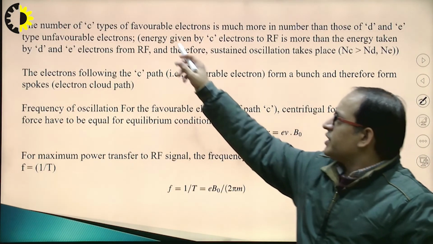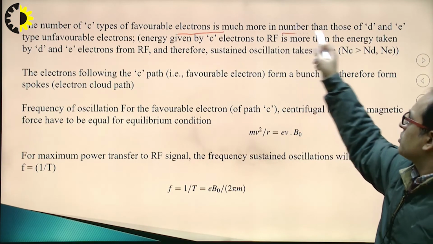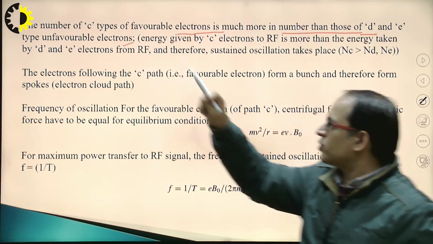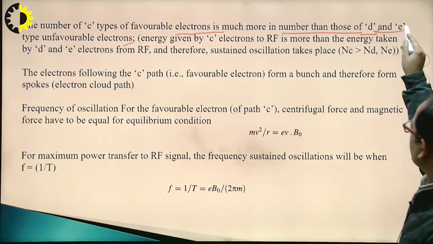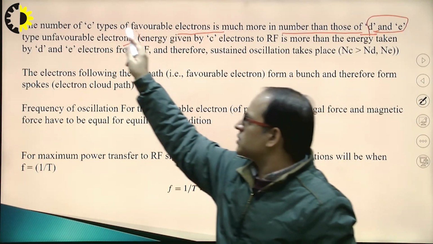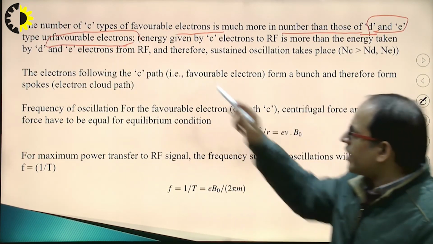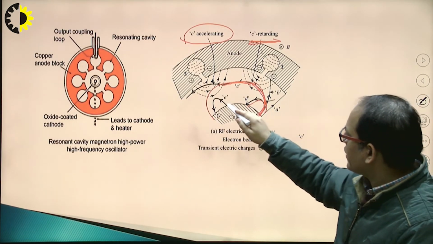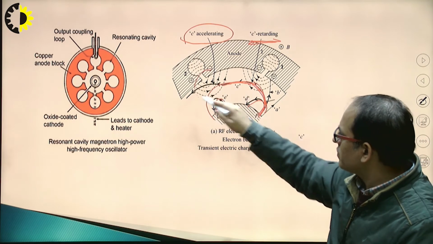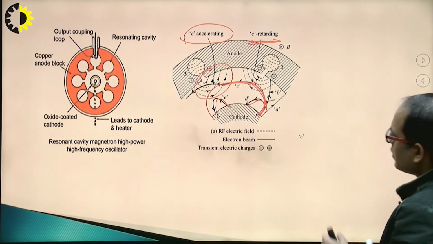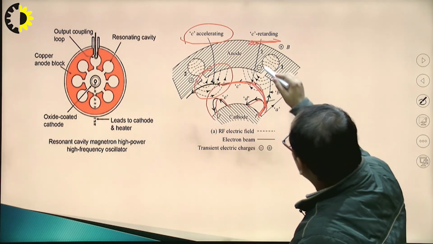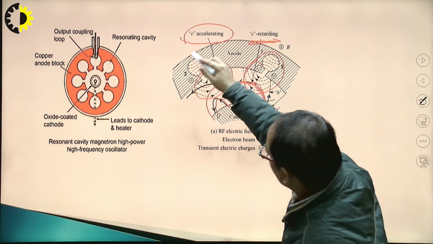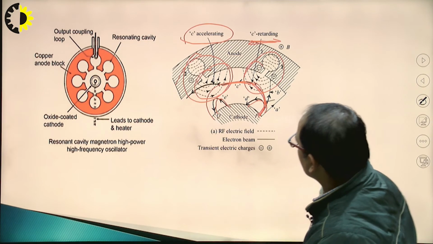The number of C-type favorable electrons is much more than the number of D and E electrons, the unfavorable electrons. Why are paths D and E unfavorable electrons? Because they do not interact with the RF field of this one. So the favorable electrons will be those which provide interaction with the RF field of cavity 1 and with the RF field of cavity 2.